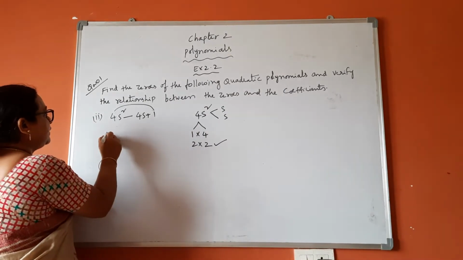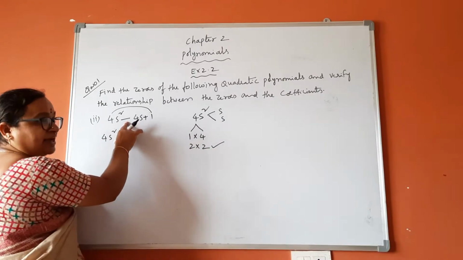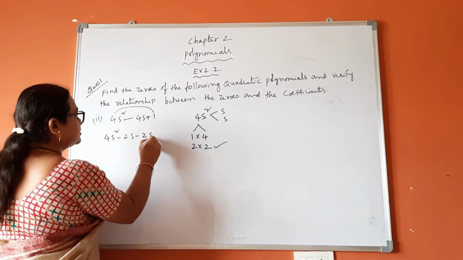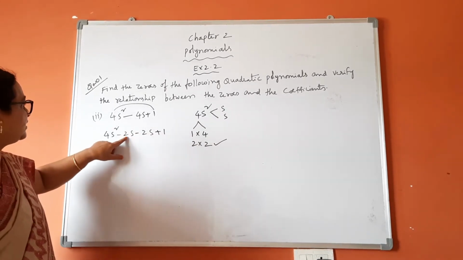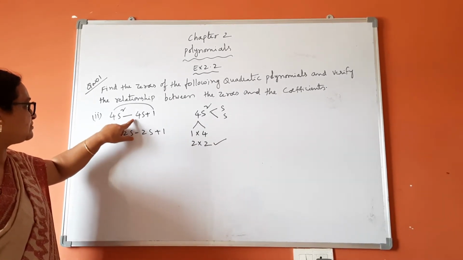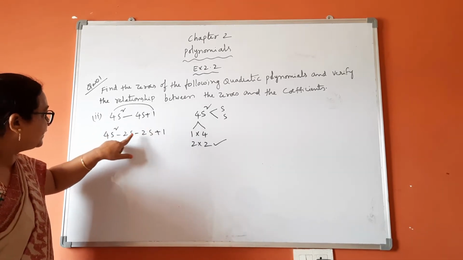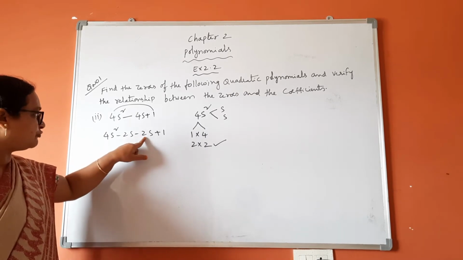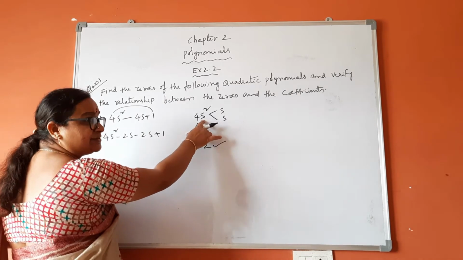And here for 4s square, both should have a negative sign because the middle term has a negative sign. Minus 2s plus 1. Once again we will check the condition. Minus 2s plus minus 2s is minus 4s. We are getting the middle term. Minus 2s into minus 2s, minus of minus plus, 2 2s are 4, s into s, square, 4s square. Product of first term and last term.